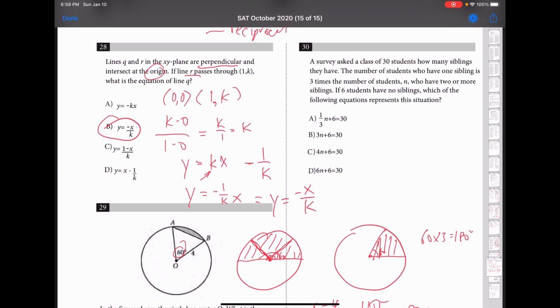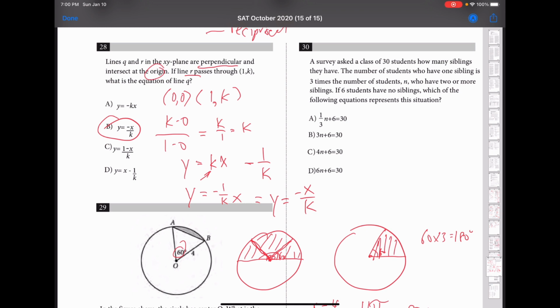Okay, number 30. It says, a survey asked a class of 30 students how many siblings they have. The number of students who have one sibling is 3 times the number of students, n, who have 2 or more. If 6 students have no siblings, which of the following equations represents this situation?